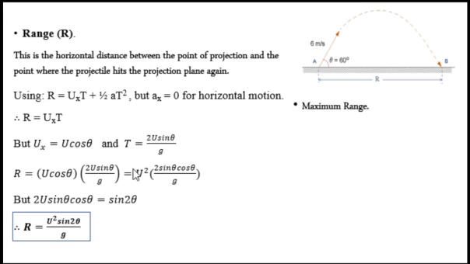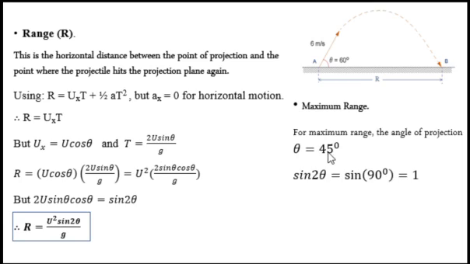Maximum range is obtained when theta is 45 degrees, when the angle of projection is 45 degrees. So if that is substituted, you have sin 2 theta equals sin of 2 times 45. That will give you 90, and sin 90 will give you 1.